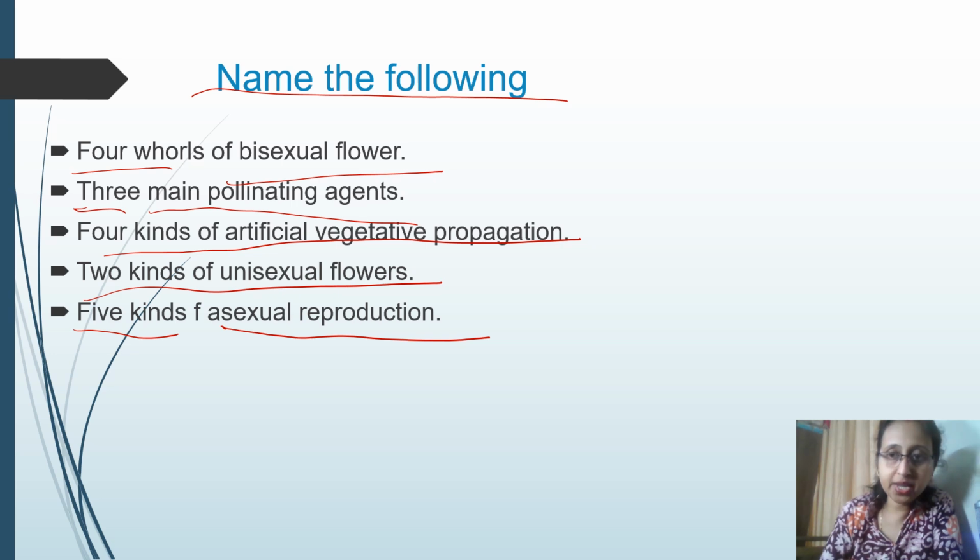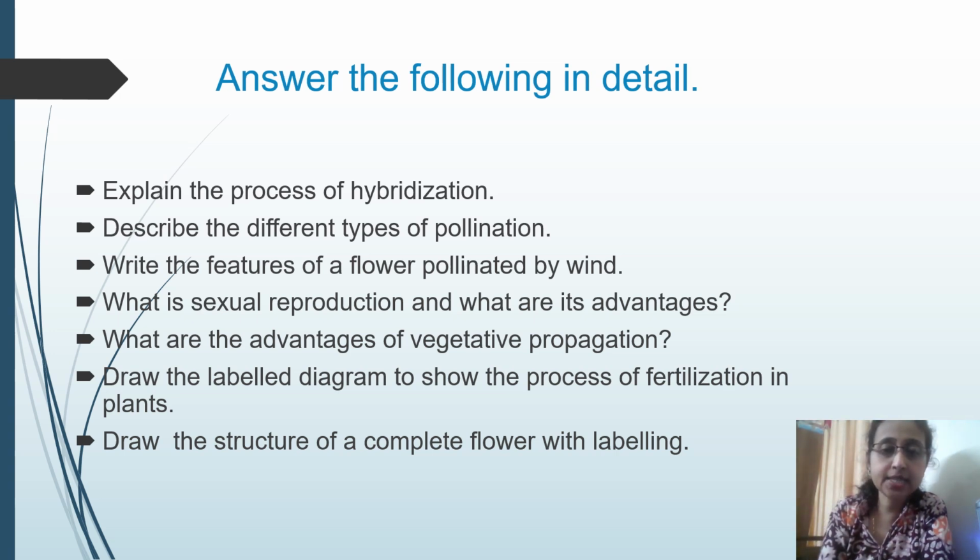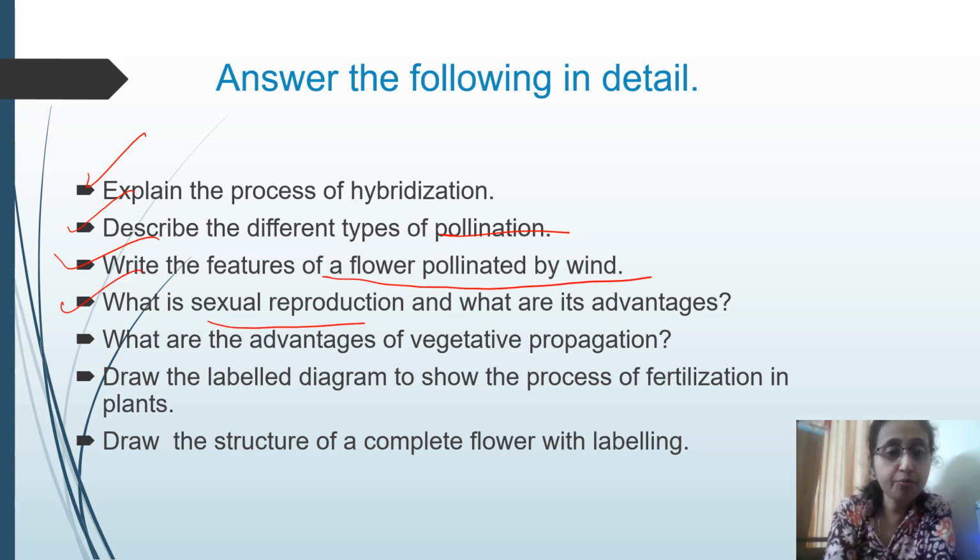Write the answers quickly. Now this is the last part of this session, and this is the last part of your revision as well, that is answer the following in detail. The first question is explain the process of hybridization, describe the different types of pollination, write the features of a flower pollinated by wind, what is sexual reproduction and what are its advantages, what are the advantages of vegetative propagation as well.